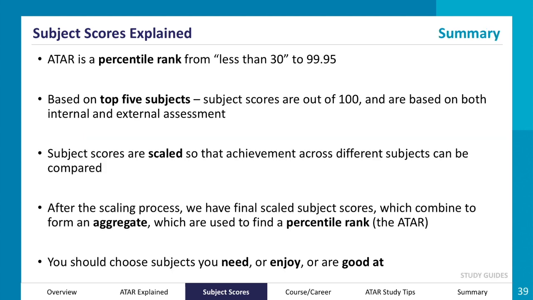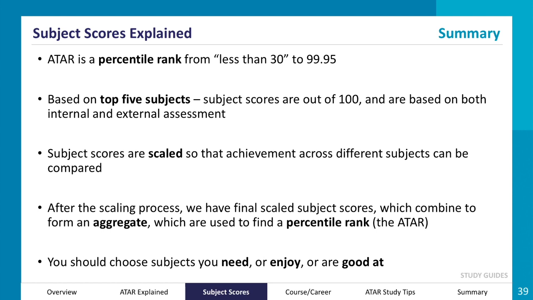So, key points here. The ATAR is not a score, at least not in the traditional sense. It's a percentile rank, and it ranges from less than 30 to 99.95, up and down in increments of 0.05. And it's based on your top 5 subjects. Importantly, those 5 subjects are after scaling. They're out of 100. They're based both on internal assessment and external assessment for general subjects. As we know, applied subjects and VET qualifications are treated a little bit differently.